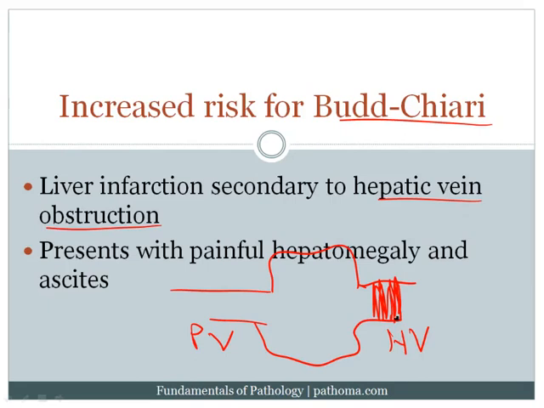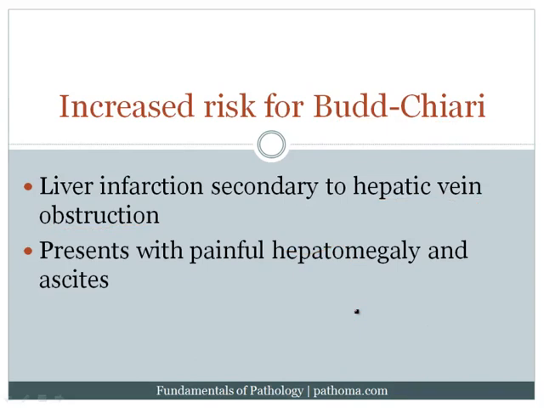Now, among the causes of Budd-Chiari, one is hepatocellular carcinoma, and that's because if hepatocellular carcinoma is growing within the liver, it has a propensity to involve the hepatic vein, which could then result in thrombosis. Of course, this would present with painful hepatomegaly and ascites and could potentially lead to death.